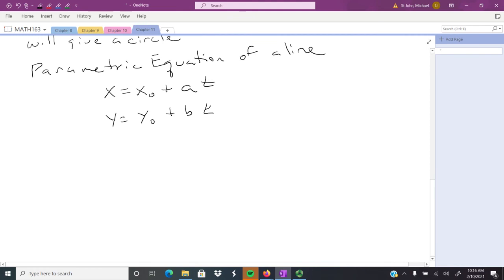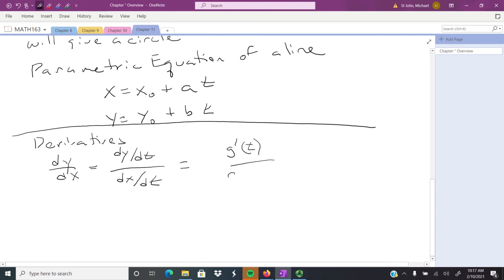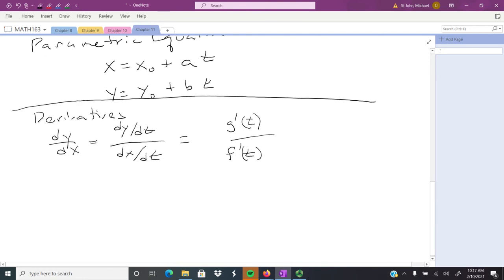Well, we can also take derivatives of parametrics. And so we have dy dx is going to be dy dt over dx dt. So it'll be the derivative of the one with respect to t, and then the derivative of the other one with respect to t. So let's look at an example here.